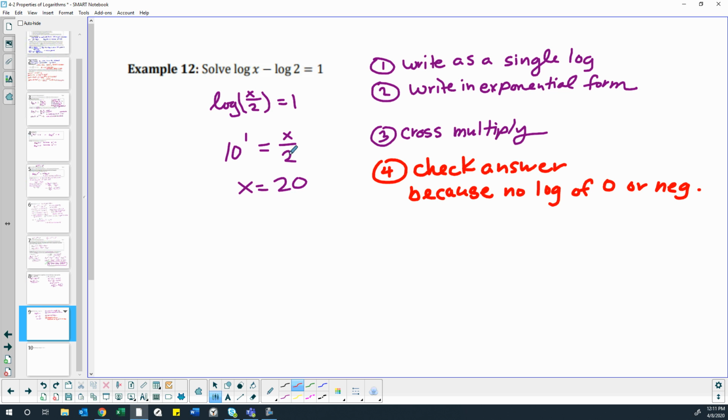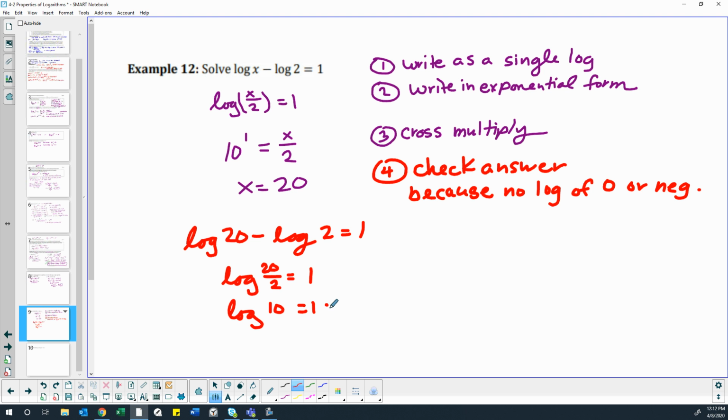Okay, so let's go ahead and plug our 20 back in. If we have log of 20 minus log of 2, that should equal 1. We could go ahead and use our properties to put that together. So log of 20 minus log of 2 would be log of 20 divided by 2, and that would be log base 10 of 10, and log base 10 of 10 does equal 1.